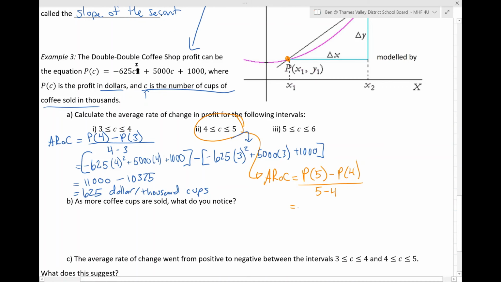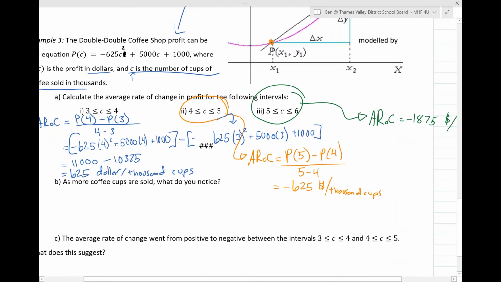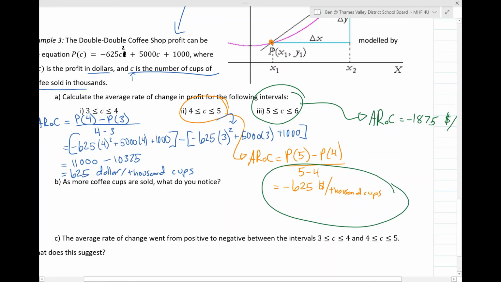Into this calculator, we can find P at 5. We're doing that the same way we did before, and P at 4, same thing. You should be able to handle something like this. The answers will be up on the board in a moment. And here we are. So our average rate of change should be negative this time, $625 per 1,000 cups. And that's from 4 to 5 seconds.